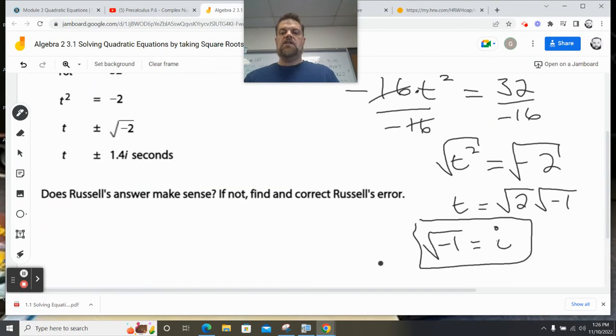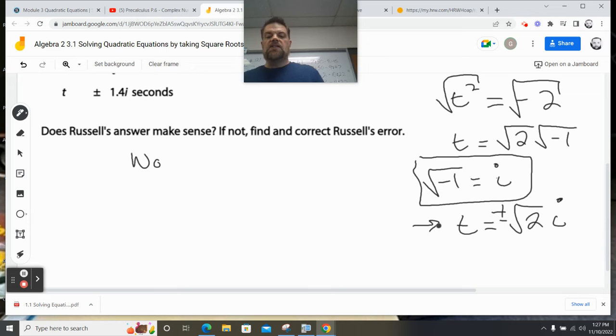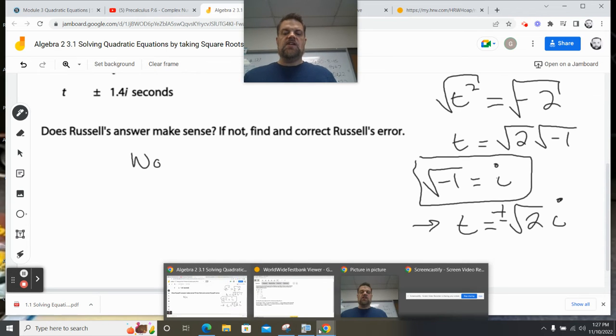So, jumping back in here, I know what that is. So technically, what's my answer? Well, technically, the right answer is t is equal to the square root of 2 times i, and then you've got plus or minus. And so it says, does it make sense? You say, no, it's wrong. And then this is the correct answer. So let's go ahead and enter that in.